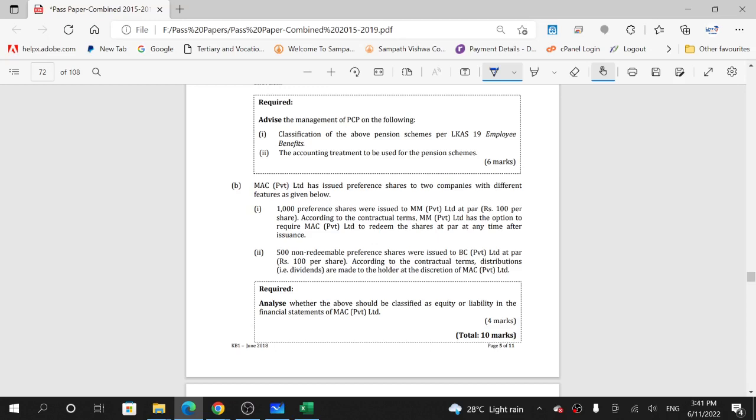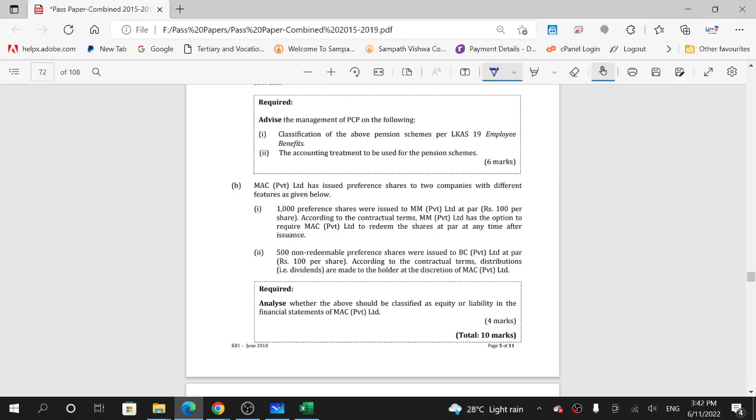So that's how you want to write the answer. This classification is given in LKAS 32. So accordingly, you have to tell that this is the classification of equity and the liability. Mac Private Limited has a contractual obligation to settle cash. Mac Private Limited has a contractual obligation to settle these preference shares at any given time. This will create an obligation to transfer financial assets to Private Limited. Therefore, these shares must be classified as financial liability because there's a contractual obligation. That is the answer for the first one.